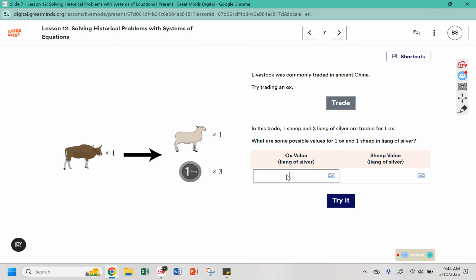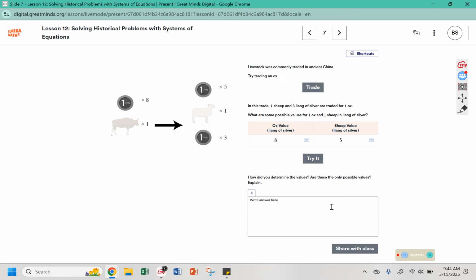Well, if an ox was worth, let's say, 8 silver, then the sheep would have to be worth 5, because 5 plus the 3 that we already had would equal 8. It says, how did you determine the values? Are these the only possible values? Explain.